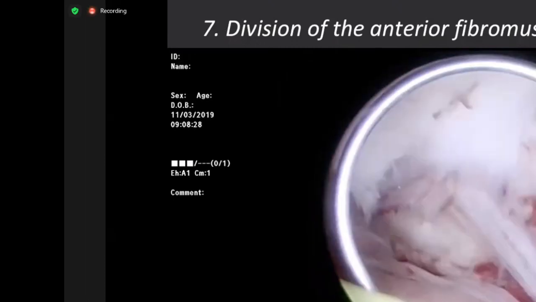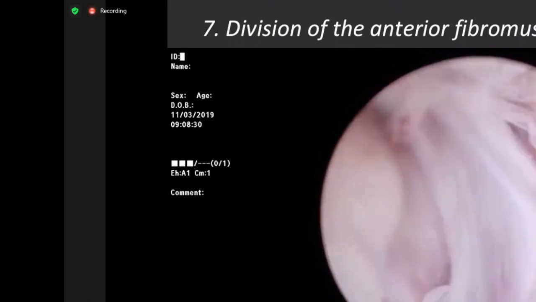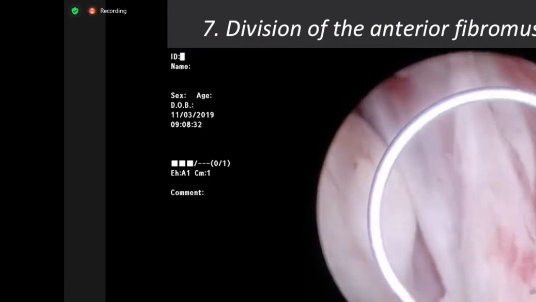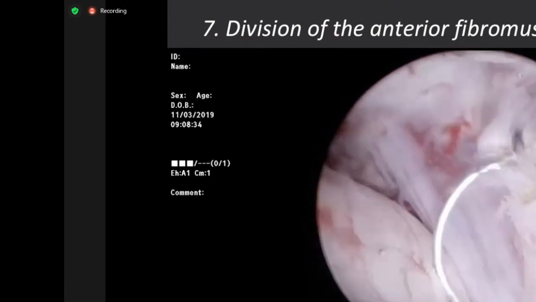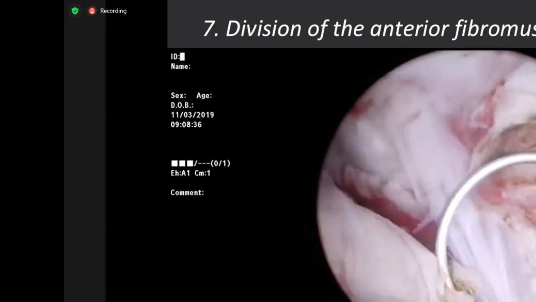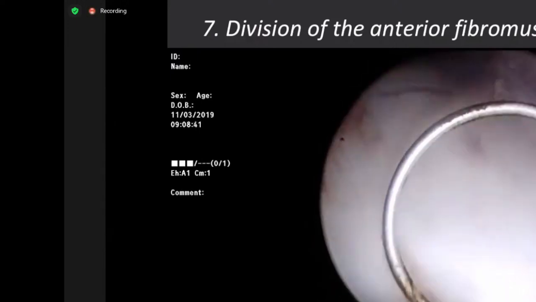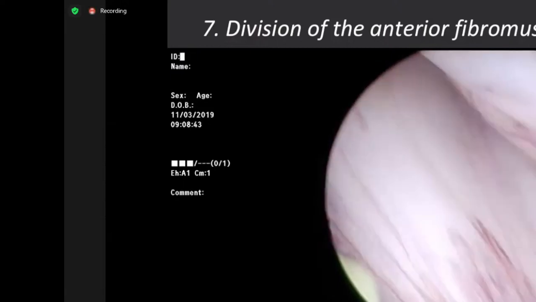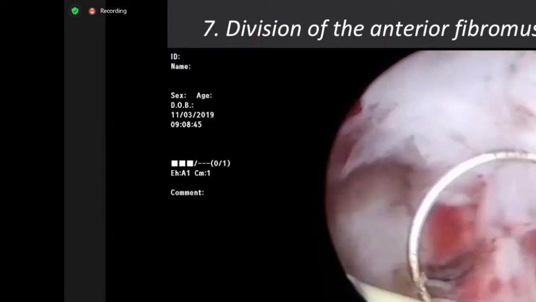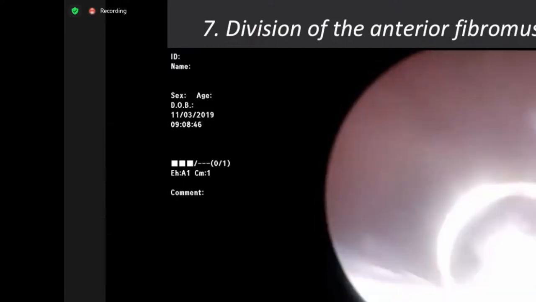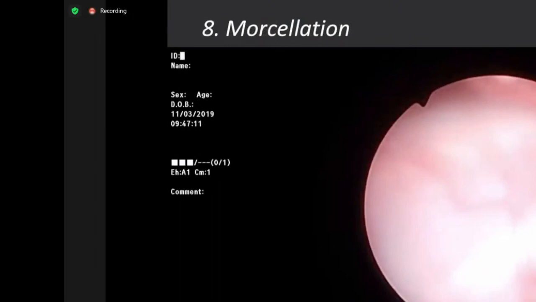So this is the other side. Again, you can see those fibromuscular tissue. Then you incise on this tissue until you reach the bladder neck area. And once you have excised all of them, the whole prostate adenoma can be pushed into the bladder. And then afterwards, you just proceed with morcellation.